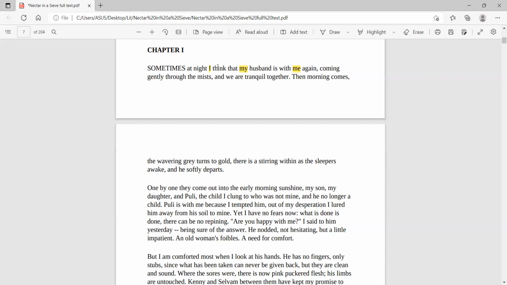"Coming gently through the mists, and we are tranquil together." She seems to recall her husband in a positive light. She recalls the past as something positive. "And then morning comes, the wavering grey turns to gold." Here, this is an effect. Then morning comes. She steps into the present reality. She was talking about the past, and all of a sudden, she steps into reality.